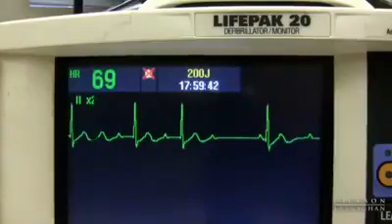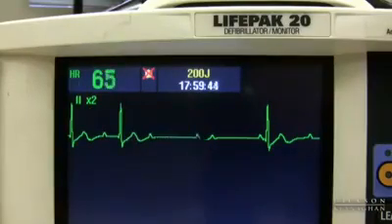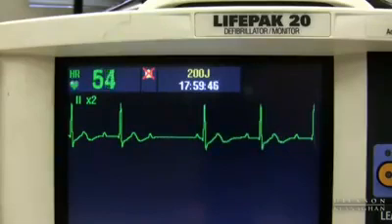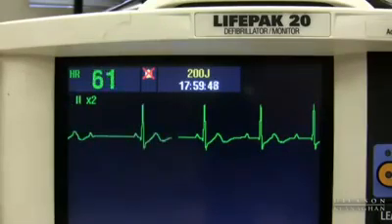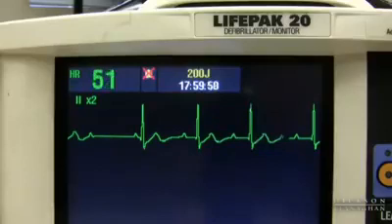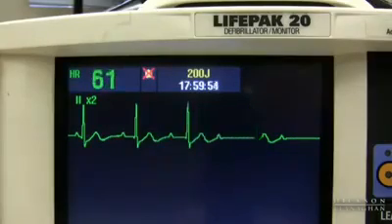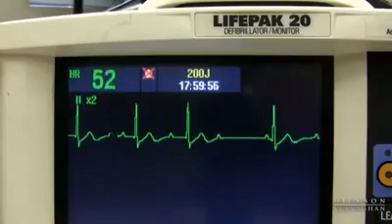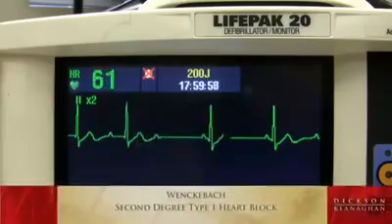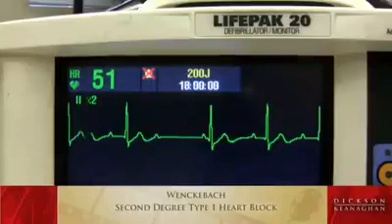In this rhythm, I see groupings of QRSs and dropped beats. The PR interval also gets longer, longer, longer, and then there's a P wave with a dropped QRS. Longer, longer, longer, drop. What's my name? Winky Bach.